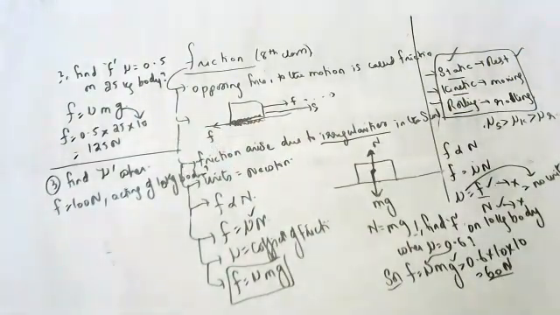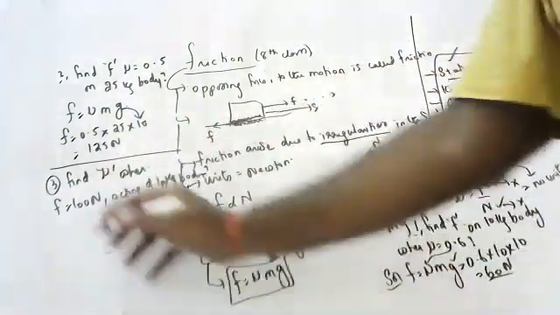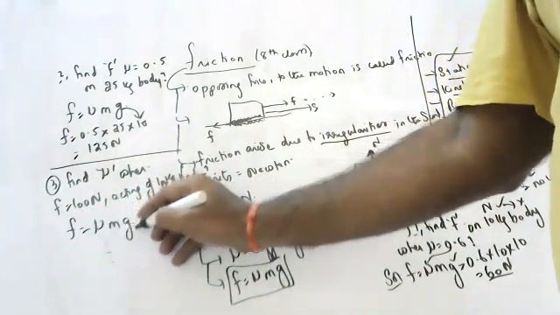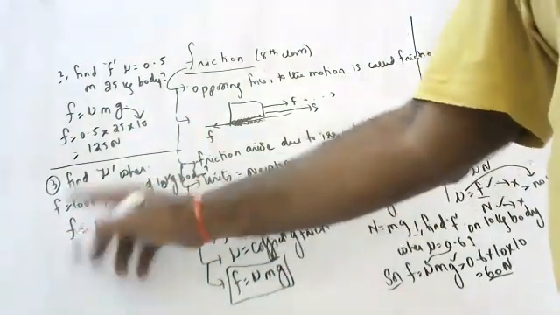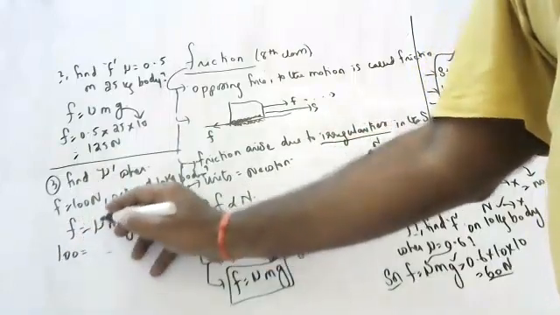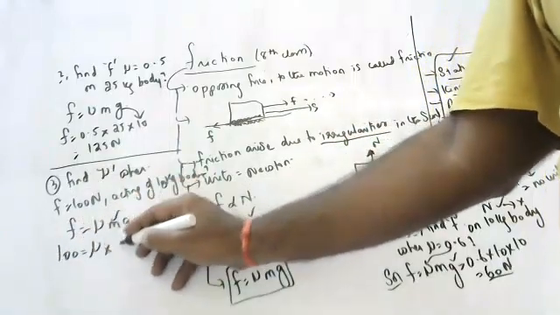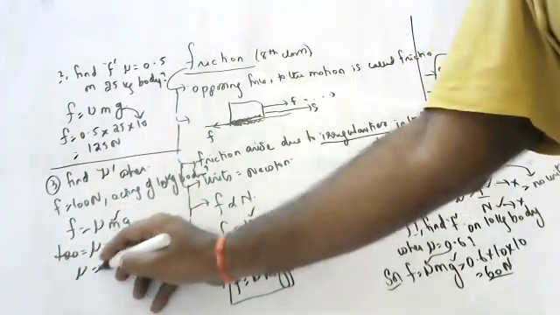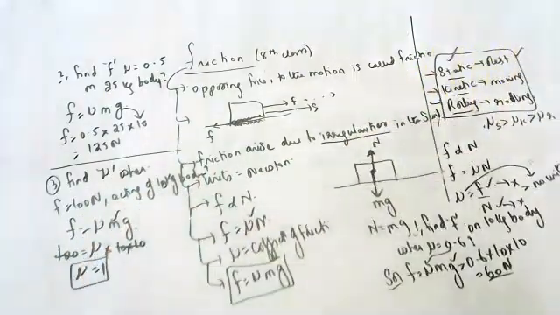Okay, Rishikesh, can you tell how to find coefficient of friction? Yes, sir. F is equal to mu mg. 100 is equal to mu into 10 into 10. 100 cancels. Mu is a constant, mu is 1. There are no units for mu anyway.